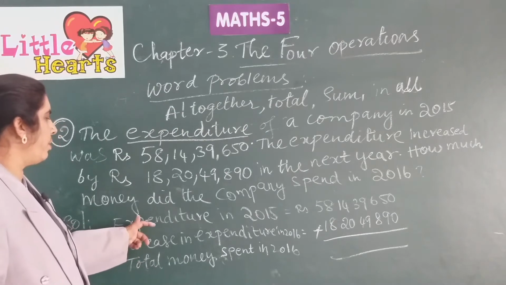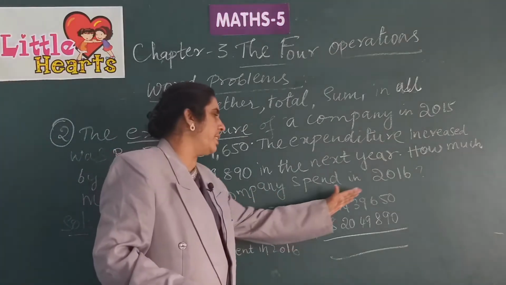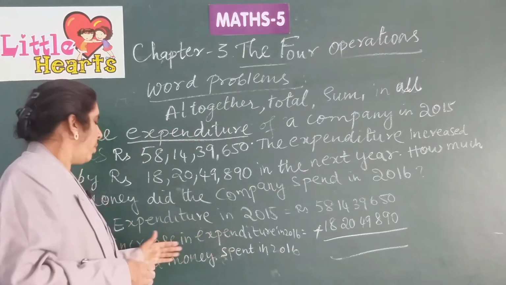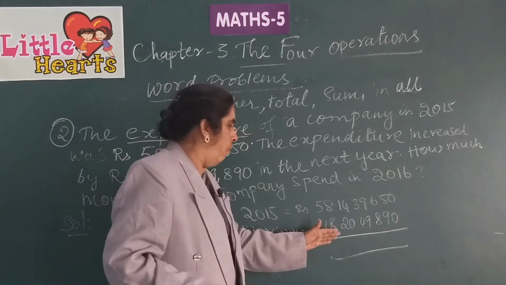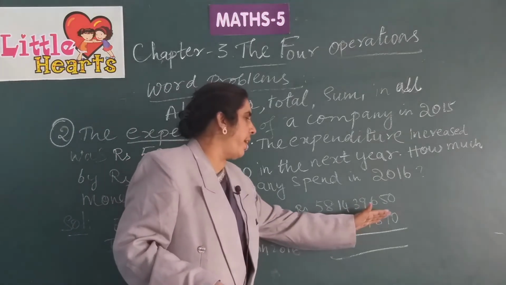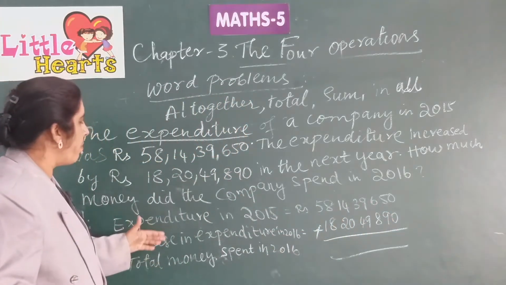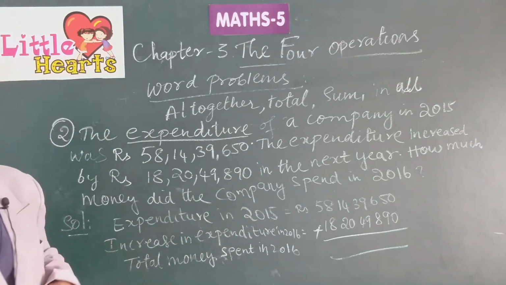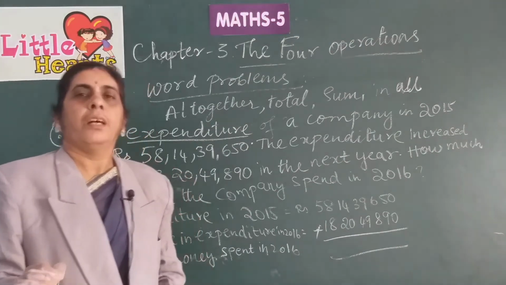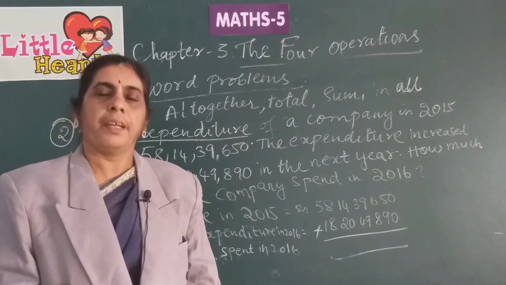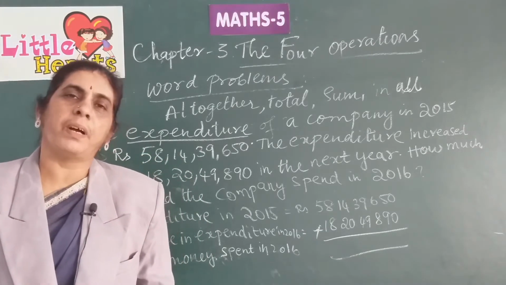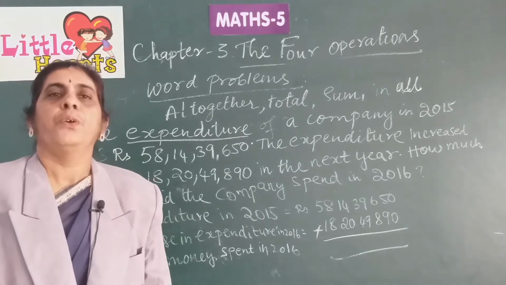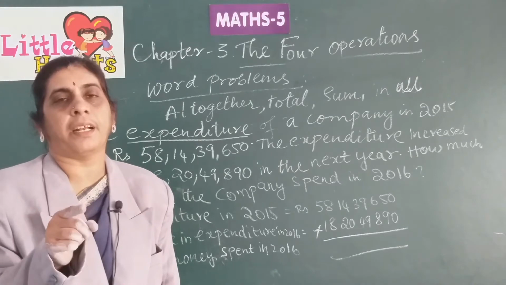So, in the year 2015, the money spent was this much, and in the next year, the increase in expenditure was given. So, it was increased by 18 crores 20 lakhs 49,890. What is the total money spent in 2016? We have to find out. For this, I will tell you an example. You have 200 rupees pocket money this year. Next year, it was increased by 300 rupees. What will be the total pocket money next year? 200 plus the increased money 300, that is 500.